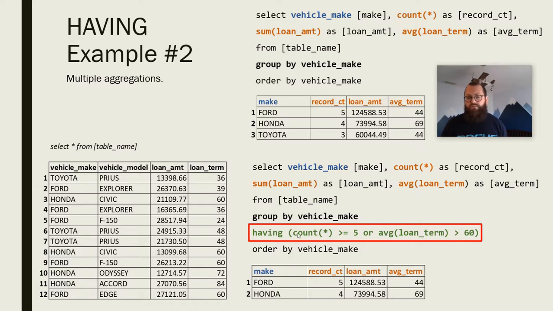If we go through the first criteria, having a count star greater than or equal to 5, we can see the first record satisfies that. So it will be displayed in the output, which we see in the first example. Even though it doesn't have an average term greater than 60, using the or clause ultimately includes this record in the output, because it does satisfy the first condition. And looking at the second condition, having an average loan term greater than 60, we can see that the second record satisfies that condition, and so it will also be displayed in the output.